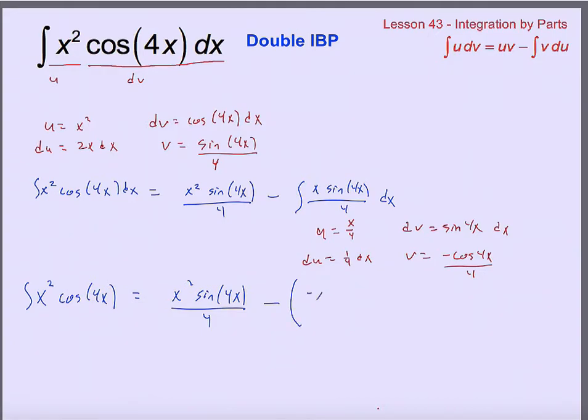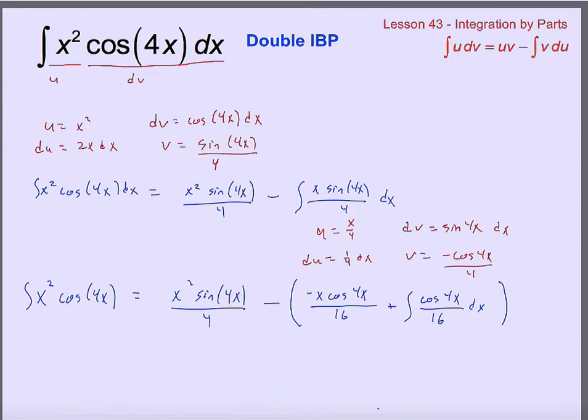uv negative x cosine of 4x over 16, because those 4's work together, minus the integral of v du. Negative, and by the way, the negative in front of the cosine of 4x from my v, well, I can just cancel those two out, because I can pull the negative out of the integral whenever I want, times the cosine of 4x, that's the v du, notice how, again, I have two 16s there working together.